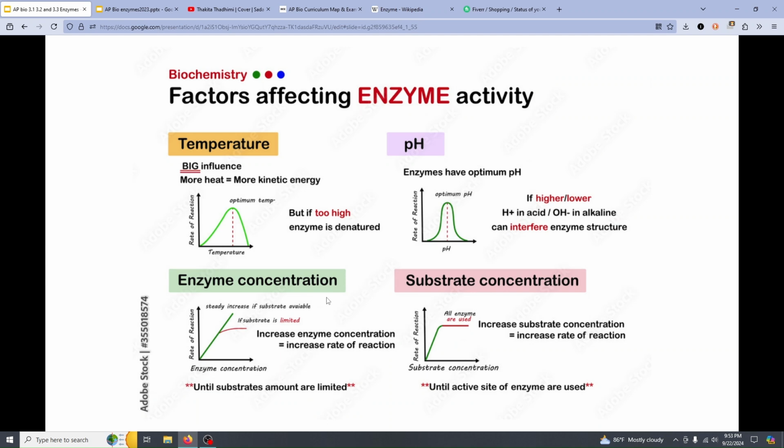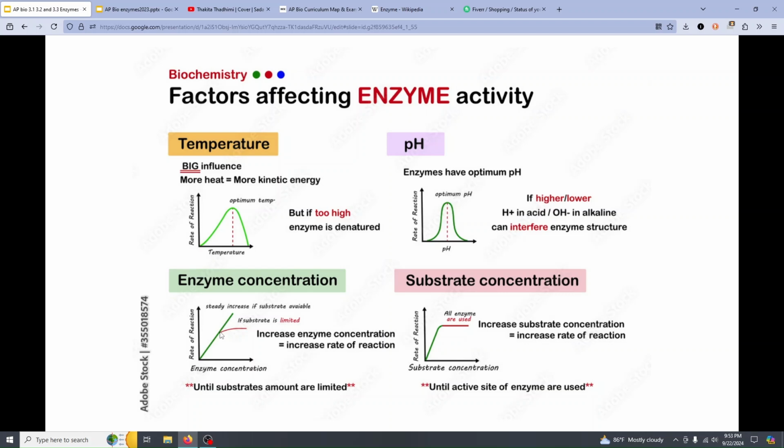What about enzyme concentration and substrate concentration? So if I'm keeping the amount of substrate constant, okay, and I'm increasing the amount of enzymes. Remember, we don't need a lot of enzymes. We just need a few enzymes, but enough to process all the substrates. So if there is unlimited substrate, and I keep on increasing the enzymes, more and more substrate molecules are going to be modified, made into products as I'm increasing the enzymes. So that is the green line, okay, if there is unlimited substrate.